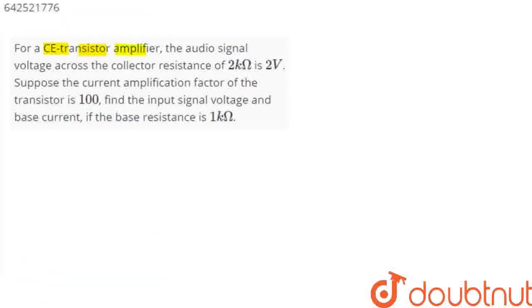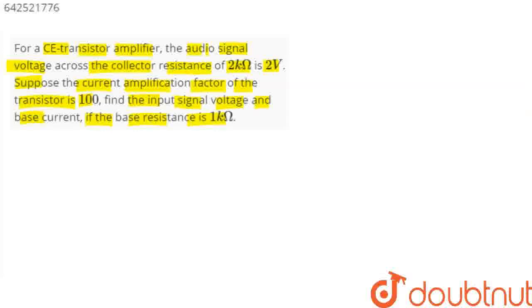Question is, for a common emitter transistor amplifier, the audio signal voltage across the collector resistance of 2 kilo ohm is 2 volt. Suppose the current amplification factor of the transistor is 100. Find the input signal voltage and the base current if the base resistance is 1 kilo ohm.